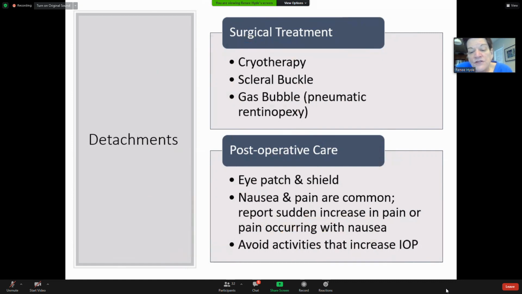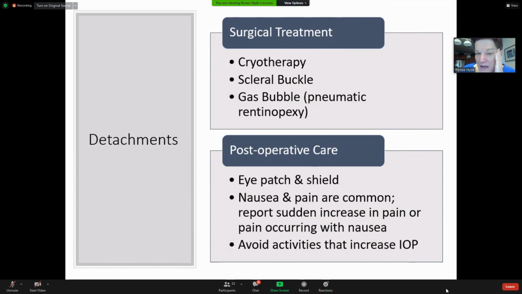One of the things that you will see with these patients, we're going to avoid any activities that increase intraocular pressure. Eye patches and shields are common, and nausea and pain are common. One of the things we want to do is treat that nausea, because we don't want these folks vomiting. Now, with that gas bubble, it floats to the top and reattaches that retina.